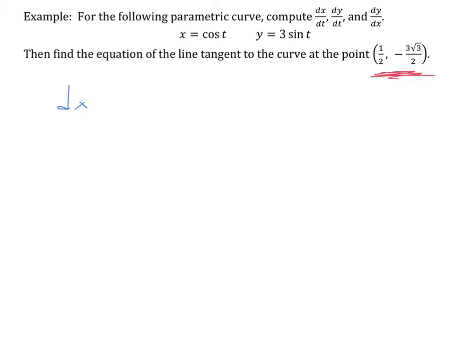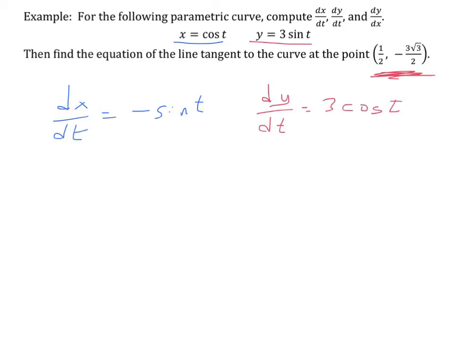So first up, we find dx/dt by taking the derivative of the x component of our parametric function. That's going to be negative sine t. Next up, we find dy/dt by taking the derivative of the y component of our parametric function. This gives us 3 cosine t.